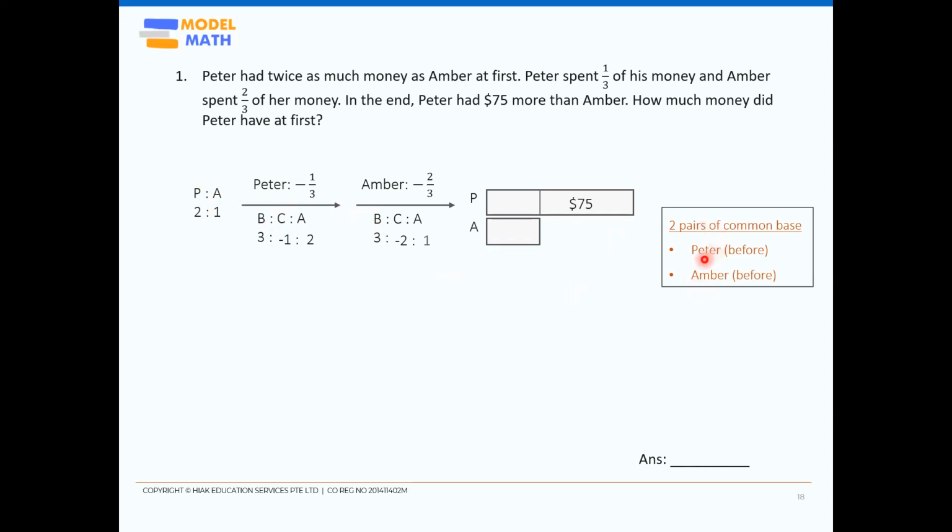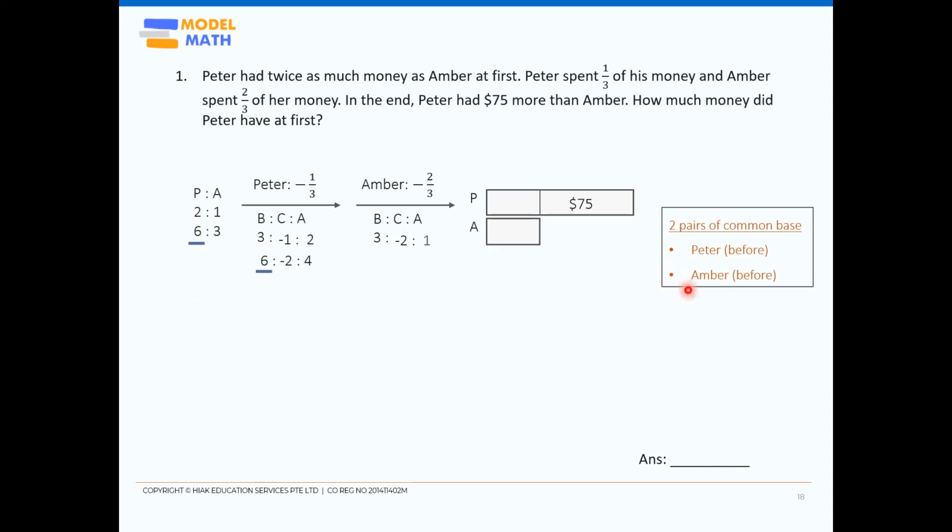So let's start with Peter first. It doesn't matter who you want to begin with. It's really up to you. Okay, so let's say I start with Peter first. So Peter before here shows 3. Before here shows 2. So 2 and 3 must be the same units, right? Because it's representing the same Peter units at first. So the common multiple of 3 and 2 is 6. So change this to 6. This also change to 6. That is your first pair of common base.